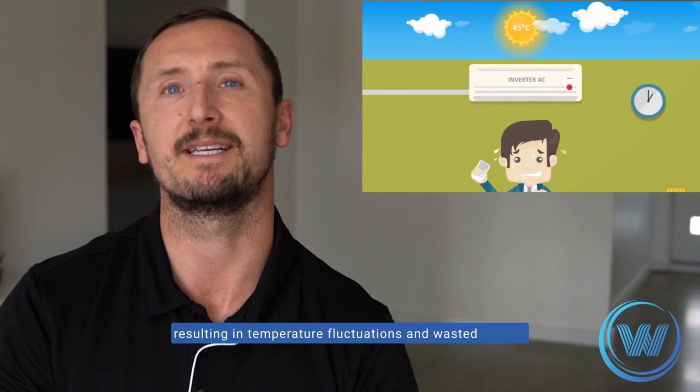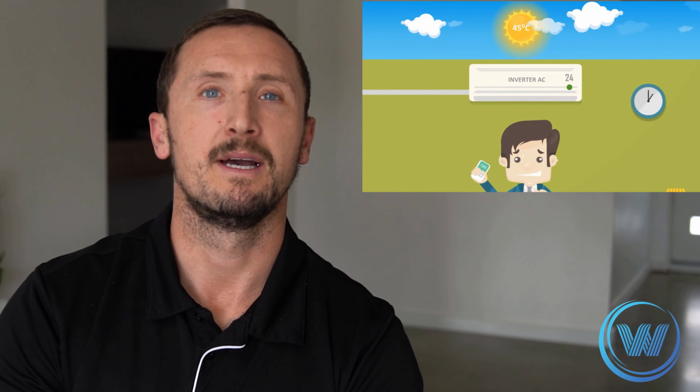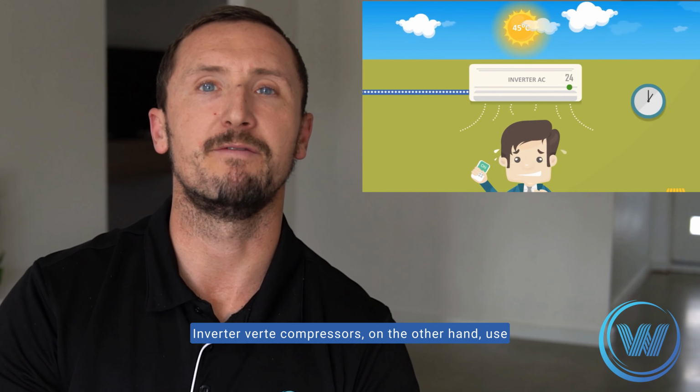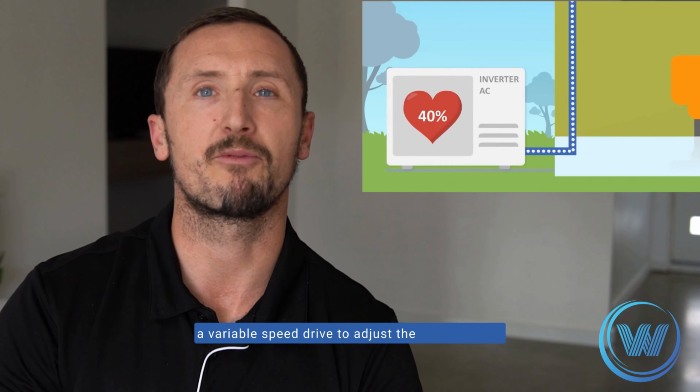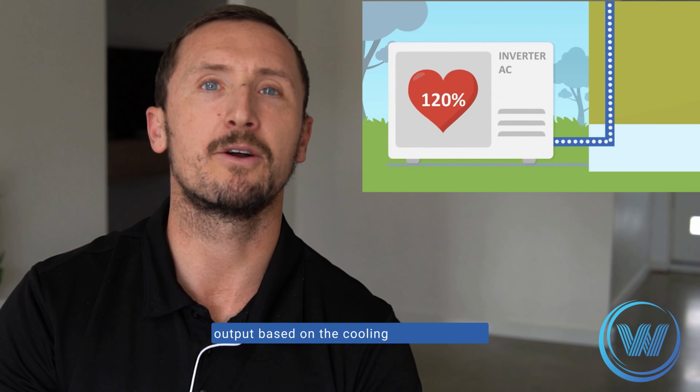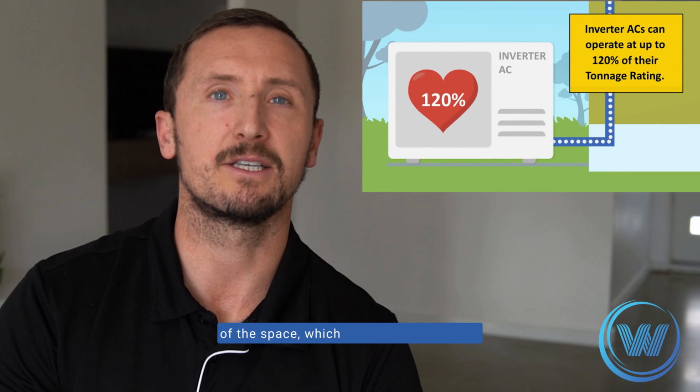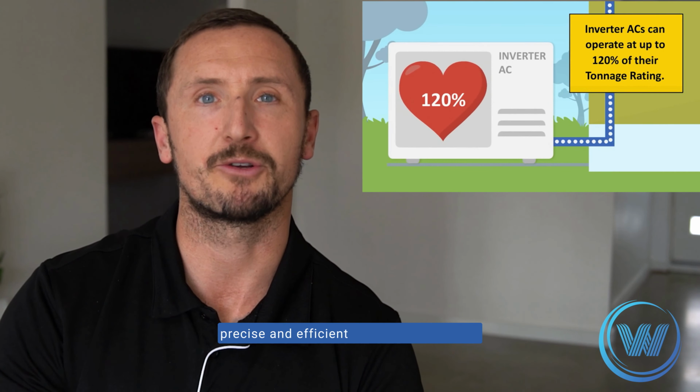Traditional air conditioning compressors operate at a fixed speed and output, which means they turn on and off in response to the thermostat setting, resulting in temperature fluctuations and wasted energy. Inverter compressors, on the other hand, use a variable speed drive to adjust the compressor's output based on the cooling or heating load of the space, which allows for much more precise and efficient temperature control.